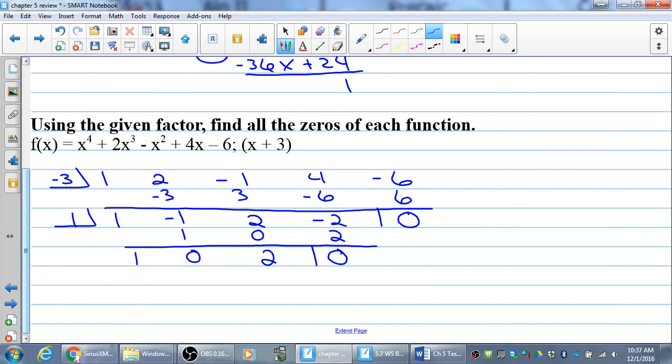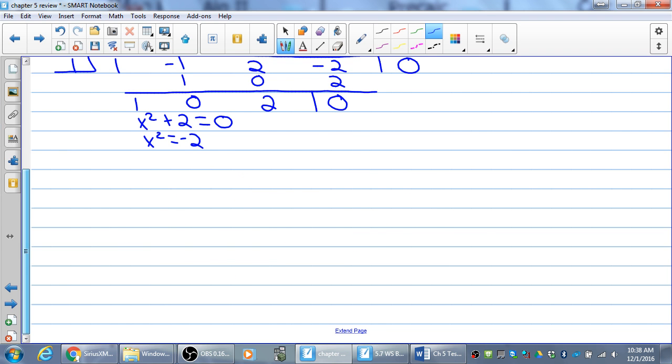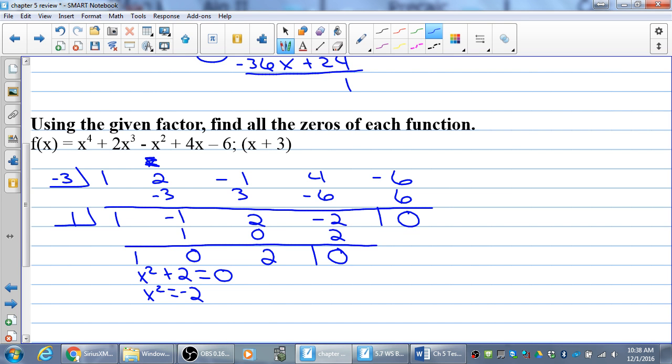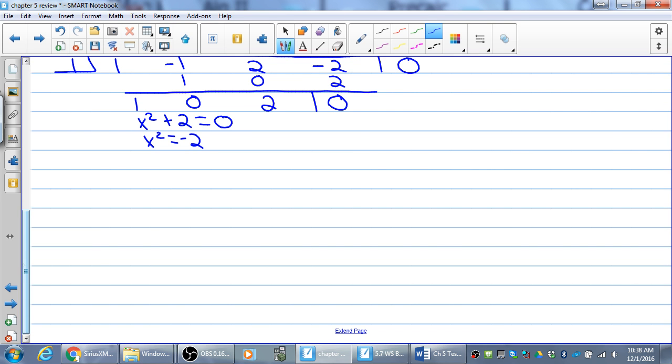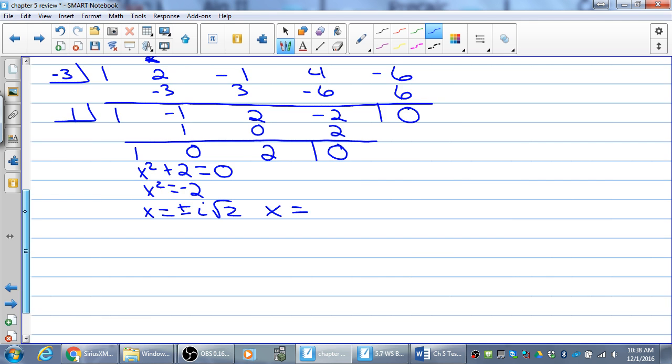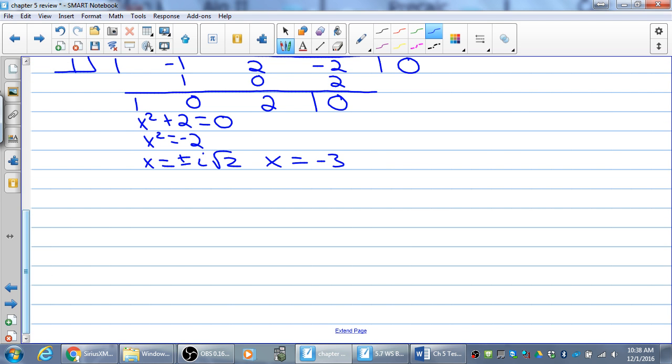Well, now we got to an x squared. X squared plus 0x plus 2. We want to set that equal to 0. Minus 2. Square root. There we go. X equals plus or minus i square root of 2. And x equals, what was the first one? Negative 3, thank you. Negative 3, x equals 1. There's the 4 answers we needed. We had to find 2 to get it to an x squared.